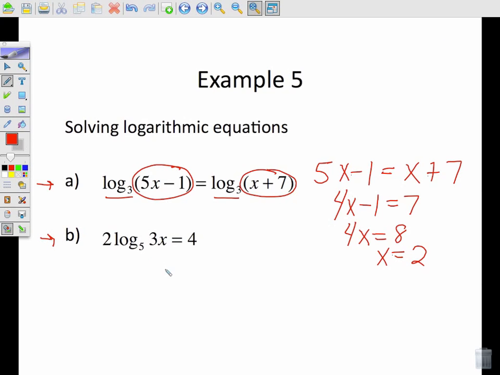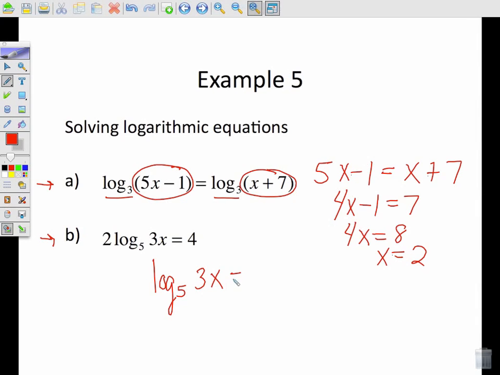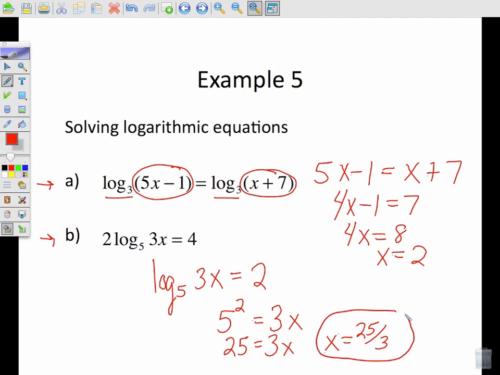All right, letter B. First thing that I'm going to do is I'm going to go ahead and divide by 2. And so that will give you 2. And then your next process will be to go ahead and take this logarithm and write it as an exponent. It would be 5 to the second equals 3x. And now your goal is to just solve this. So 25 equals 3x. X equals 25 thirds. And you can keep it like that. Otherwise, you're going to leave it as a repeating decimal. We don't want that.